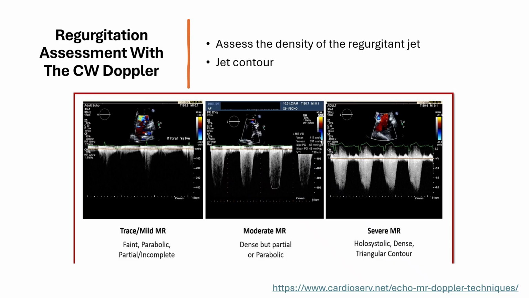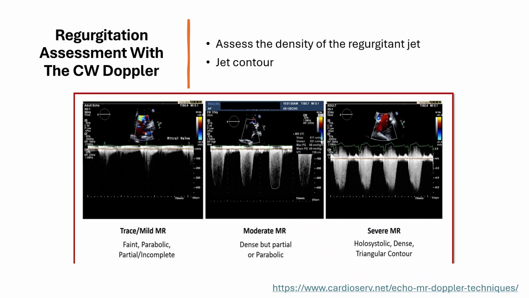We can also utilize the continuous wave Doppler to help us understand the significance of the regurgitation. You can assess the density of the jet and its contour. The density of the jet tells you how many red blood cells are crossing backwards. Again, remember that if you're not catching the jet well with your continuous wave Doppler cursor, you will likely underestimate the jet, which is especially true in eccentric jets.